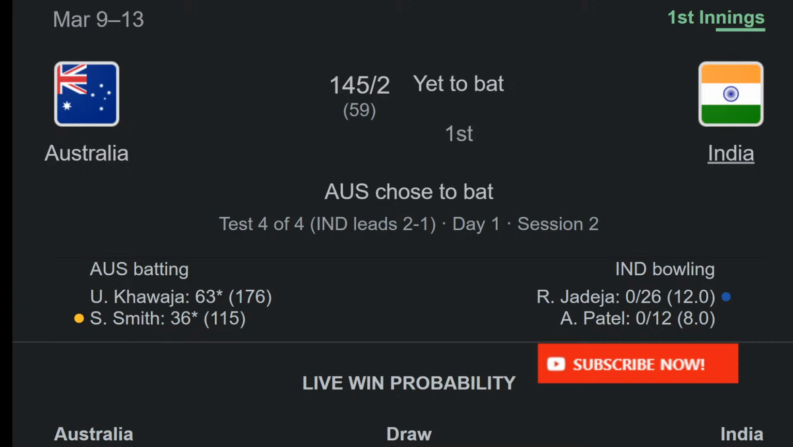India are 2-1 up in the series. They have already won the first 2 tests and in the third test Australia struck back. This is the scenario. 2-1 is the series result. Now the fourth and the last test.